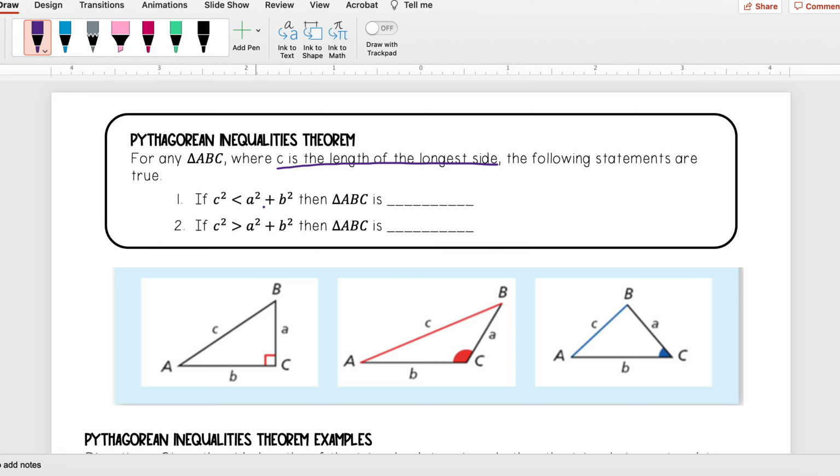If c squared is less than a squared plus b squared, then triangle ABC is acute. And if c squared is greater than a squared plus b squared, then triangle ABC is obtuse. And so you can kind of see what this looks like here. And so with our right triangle, like we talked about in previous videos, that is when c squared is equal to a squared plus b squared. We see it looks like this. However, when c squared is bigger, we see that we end up with that obtuse angle, and when c squared is smaller, we end up with that acute angle C.